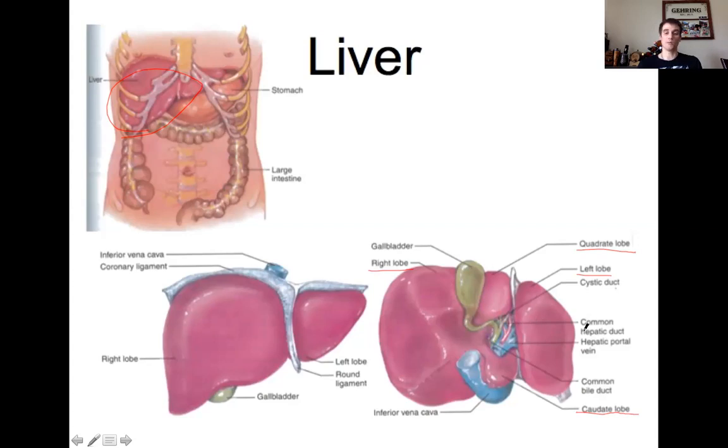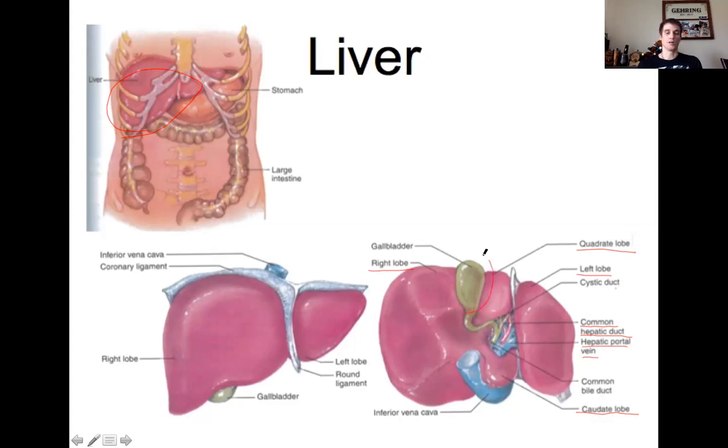Within the liver, you see your common hepatic duct. And this is what eventually goes down to your pancreas and injects into your duodenum. You also have your hepatic portal vein, which is a blood vessel that takes blood from your liver to the rest of the body. So this is where blood comes in through the artery and then is cleansed, is detoxified, and then leaves through the hepatic portal vein to go back to the rest of your body.